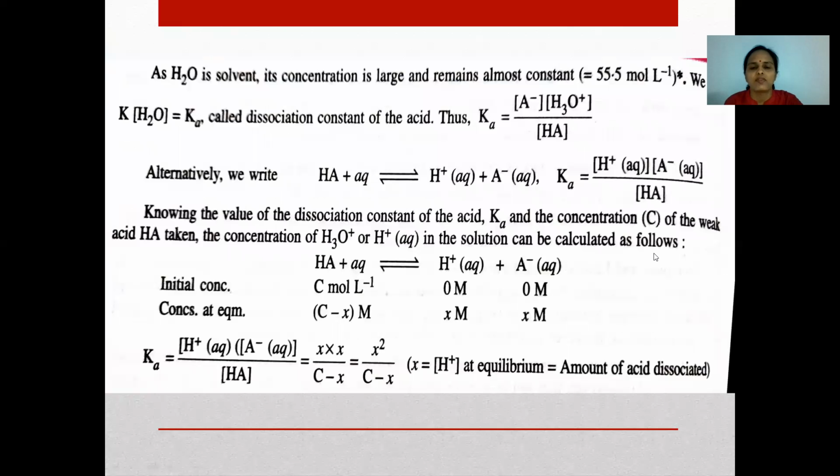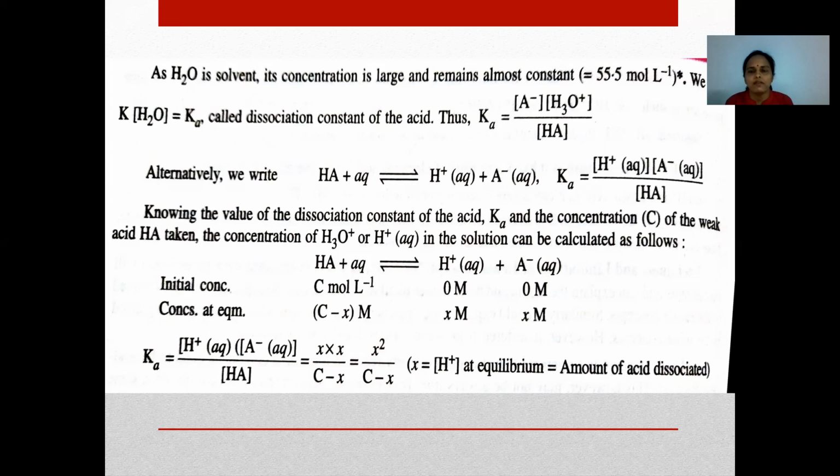Thus, you can calculate the equilibrium constant. As H2O is the solvent, its concentration is large and it remains almost constant. So K[H2O] is equal to Ka, called the dissociation constant of the acid. So Ka equals [A-][H3O+] upon [HA]. Alternatively, we can write Ka equals [H+][A-] upon [HA].